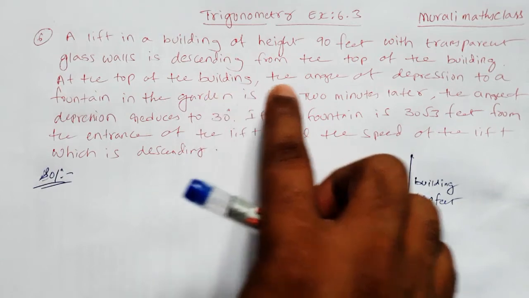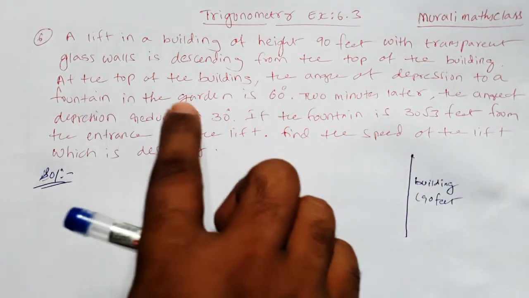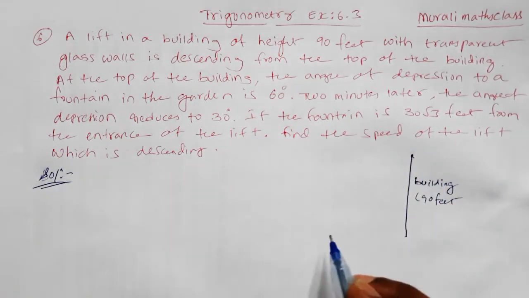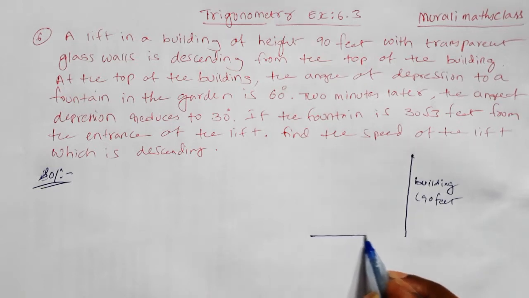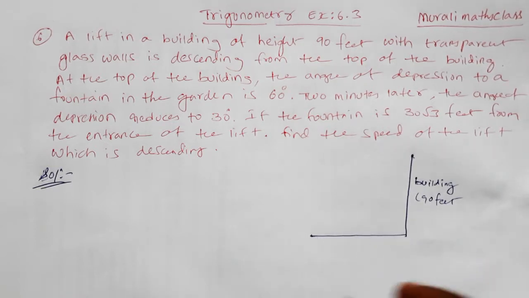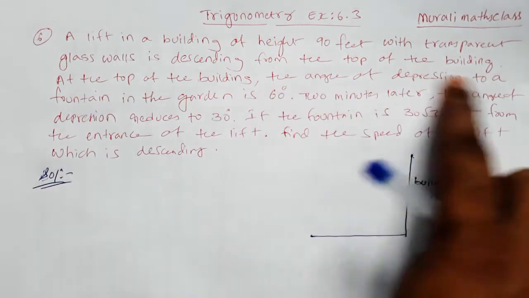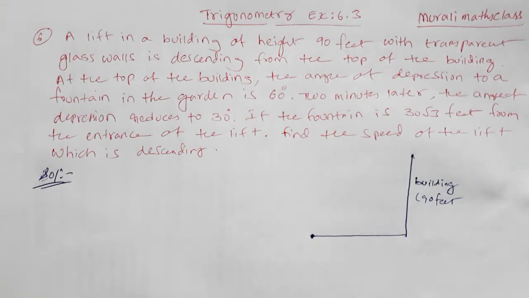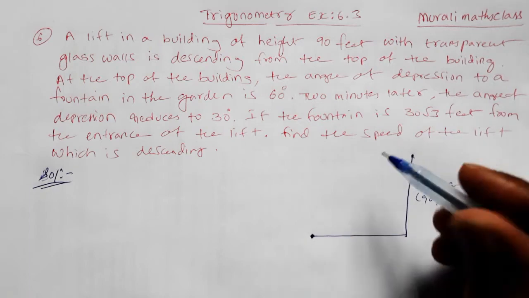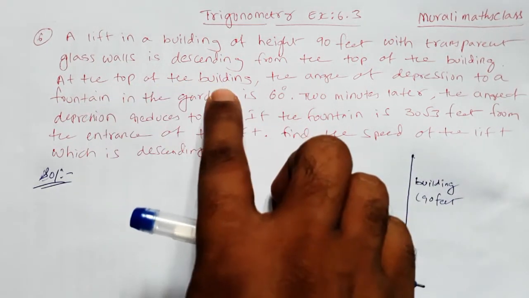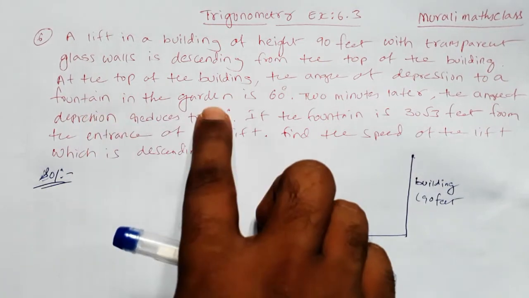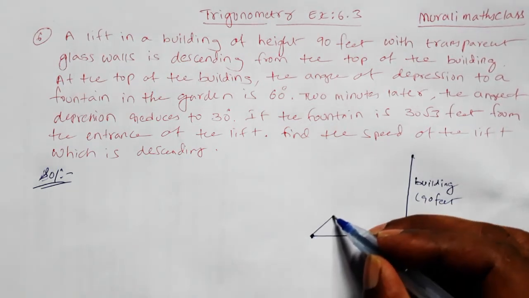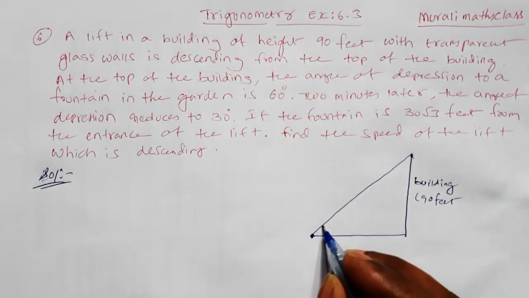At the top of the building, the angle of depression to a fountain in the garden is 60 degrees. So opposite to this, one garden is there. Let us draw one line like this. Let here be the fountain in the garden. Top and this, both you join. This angle will be 60 degrees.